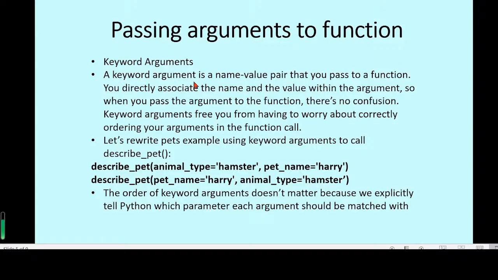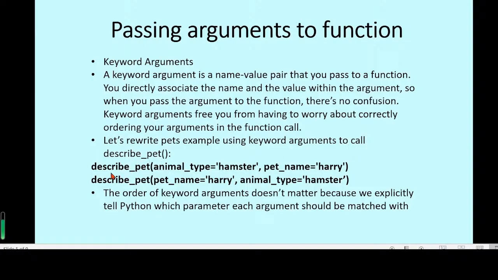And keyword arguments. A keyword argument is a name-value pair that you pass to a function. You directly associate the name and the value within the argument. So when you pass the argument to the function, there is no confusion. Keyword arguments free you from having to worry about correctly ordering your arguments in the function call. So let's rewrite the pets example using keyword arguments to call describePet.